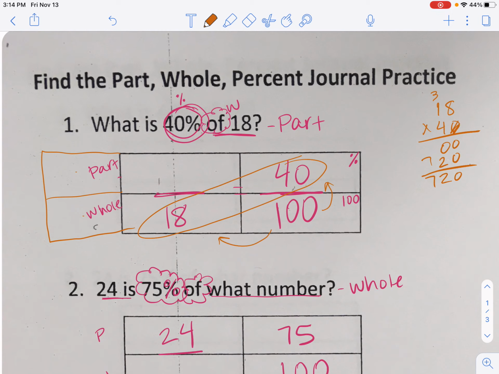So dividing by 100 is actually easier than you think. When I divide by 100, all that means is I'm moving my decimal 2 places to the left. Just like if I was dividing 500 by 100, my answer would just be 5 because I moved my decimal over 2 places to the left. So I'm going to take my decimal and I'm going to go 1, 2. So now it's right in between the 7 and the 2. Okay, so my answer is 7 and 2/10. That means that 7 and 2/10 is 40% of 18.